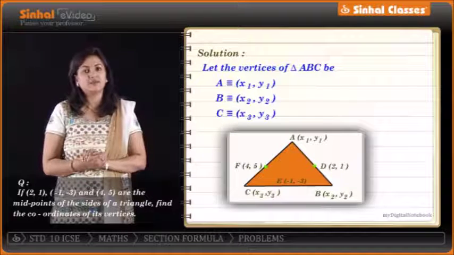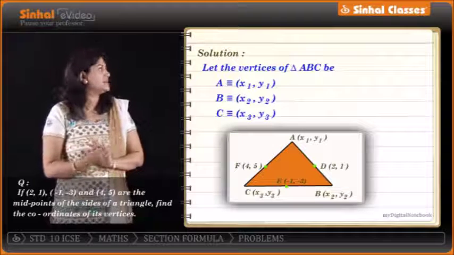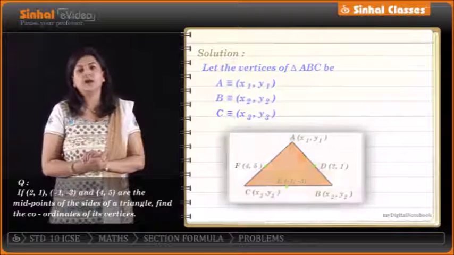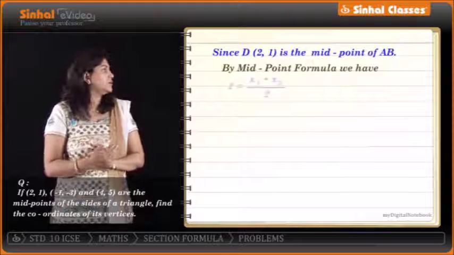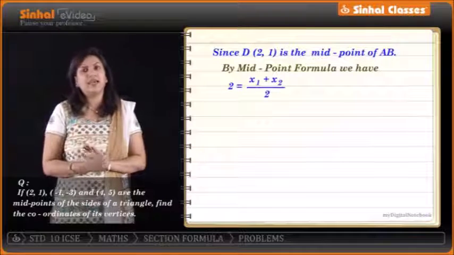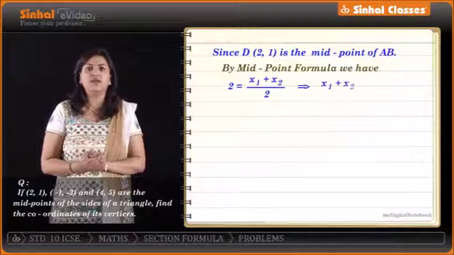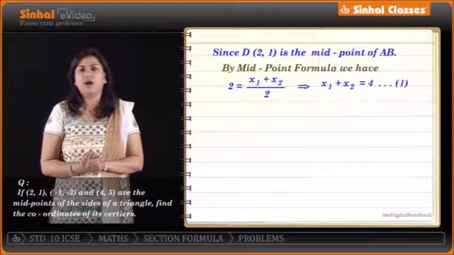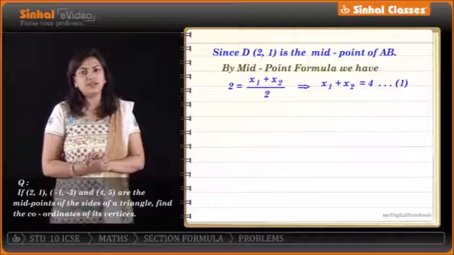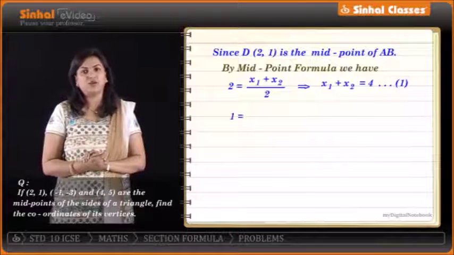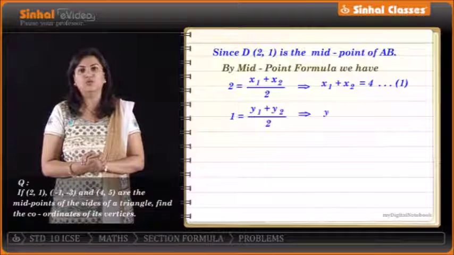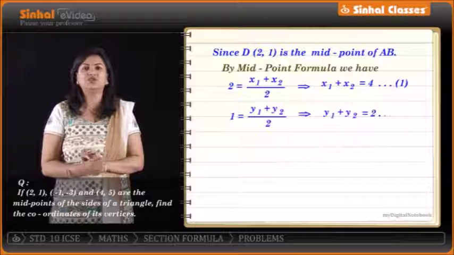Now let us take the first midpoint D as 2, 1. Now D is the midpoint of AB. So by midpoint formula we have 2 is equal to x1 plus x2 upon 2. That is x1 plus x2 is equal to 4. We number this as equation 1. Now same way we'll take the y coordinate. We have 1 is equal to y1 plus y2 upon 2. That is y1 plus y2 is equal to 2. Now number this as equation 2.